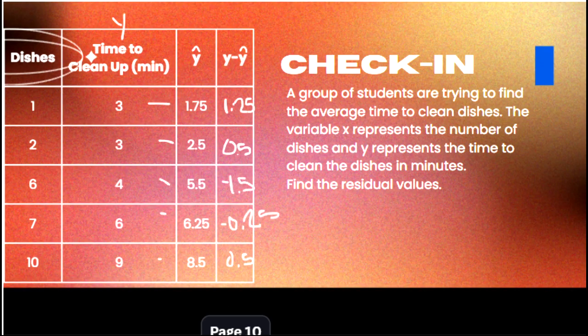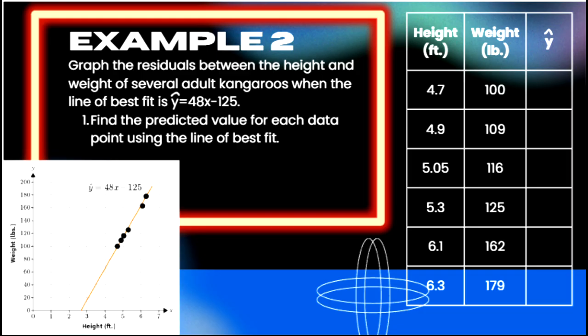Okay. Here is example number 2. Graph the residuals between the height and weight of several adult kangaroos when the line of best fit is y hat equals 48x minus 125. First, find the predicted value for each data point using the line of best fit. So they want us to take this formula and plug x into it.